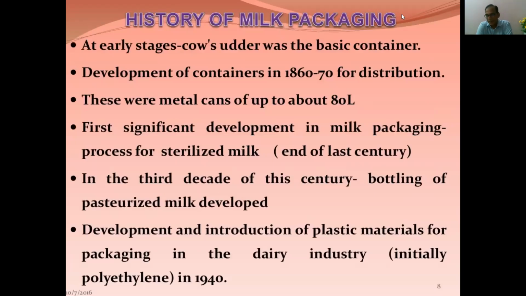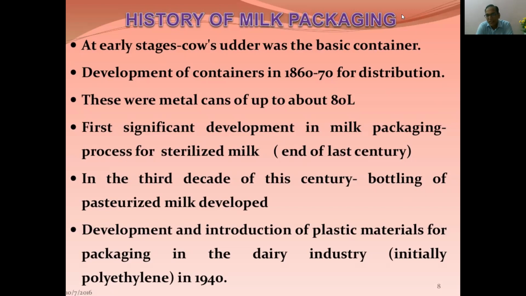How was the milk packed, how did the packaging of the milk start? Let us go in detail. The cow's udder is the basic container where the milk remains till it is milked. And once it is milked, it is not in the control of the cow anymore, it comes in the control of human beings. And since it is a liquid, I need a basic container. The metal cans were actually started in 1860-70 for distribution, up to a capacity of 80 liters.